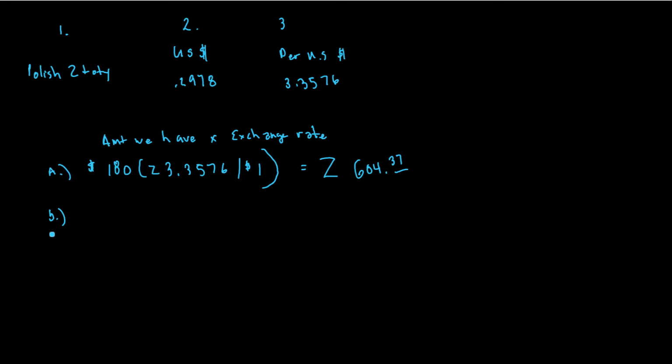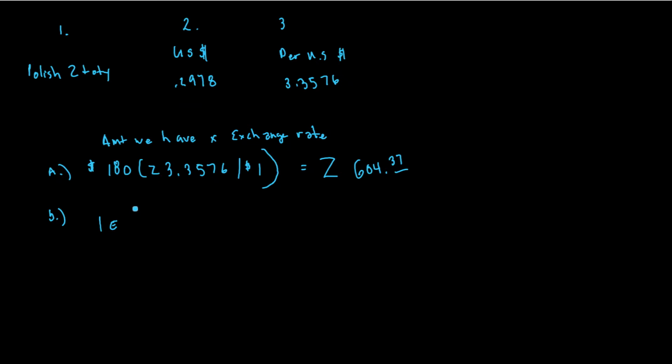And then letter B says, how much is €1 worth in US dollars? Again, we ask ourselves, what do we have? Well, we have €1. What are we going to? The euro, we're going to the dollar, right? So we need to figure out how many dollars 1 euro can buy us.